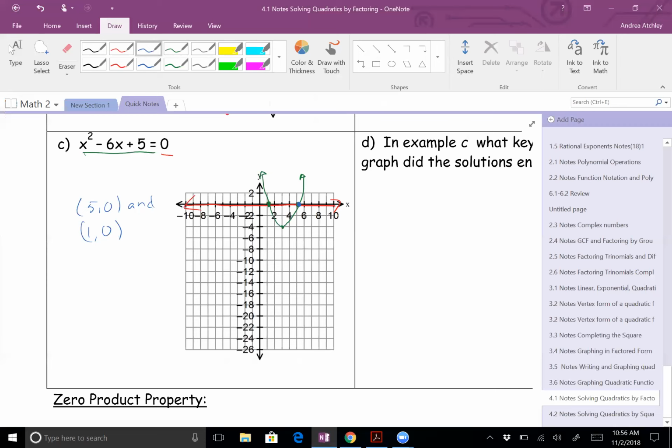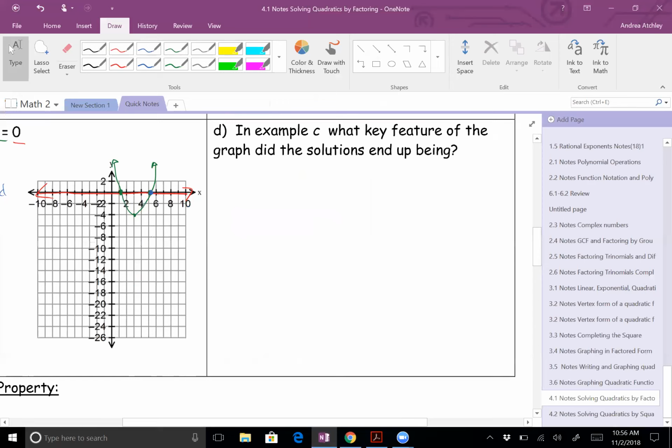Okay, so now in example C, I want you guys to all write this down. What key feature of the graph did the solutions end up being? So from last chapter, what key feature? Any ideas? What are some of the key features we looked at last chapter? The things we had to find? Yep. They're x-intercepts, right? Okay, so the last one ended up being the x-intercepts. That's exactly what we're looking for.